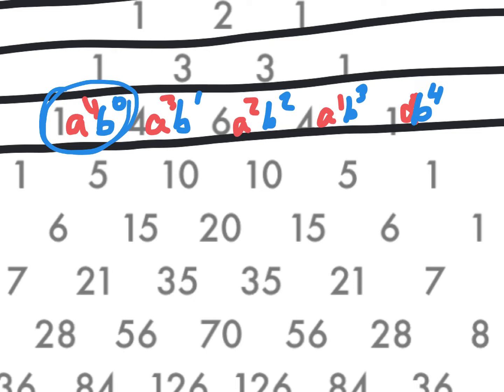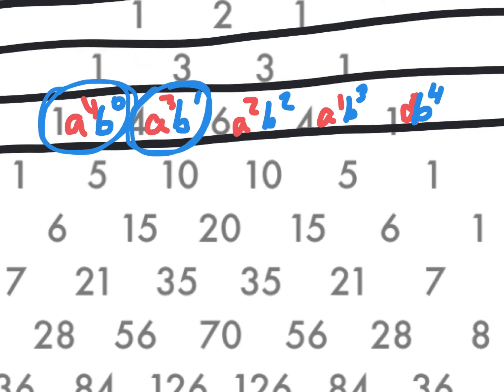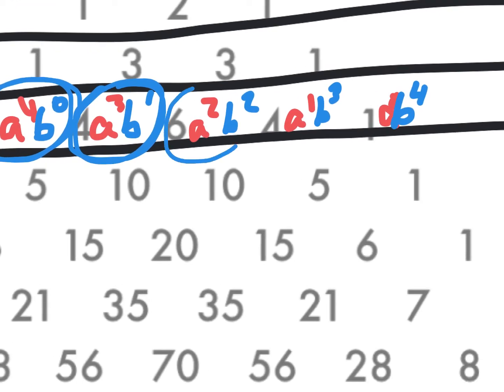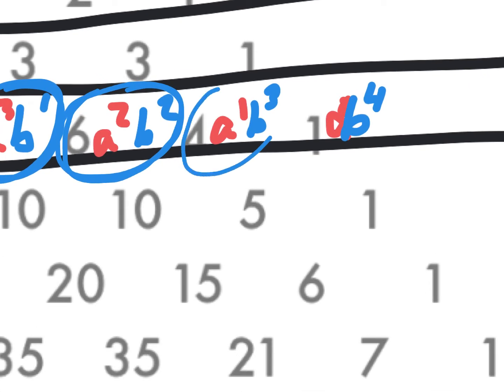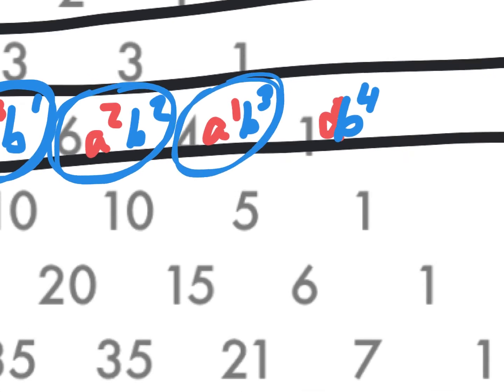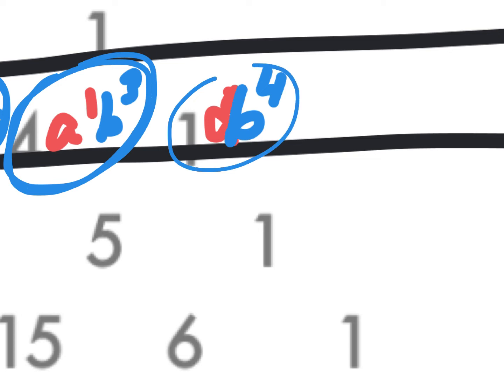That's really just a to the 4th. That's 4, a to the 3rd, b to the 1. This is 6, a to the 2nd, b to the 2nd. This is 4, a to the 1st, b to the 3rd. And this is just 1. And a to the 0 you don't need to say. So it's just b to the 4th. See how easy those are? Really not that bad. Let's see if you really get this.